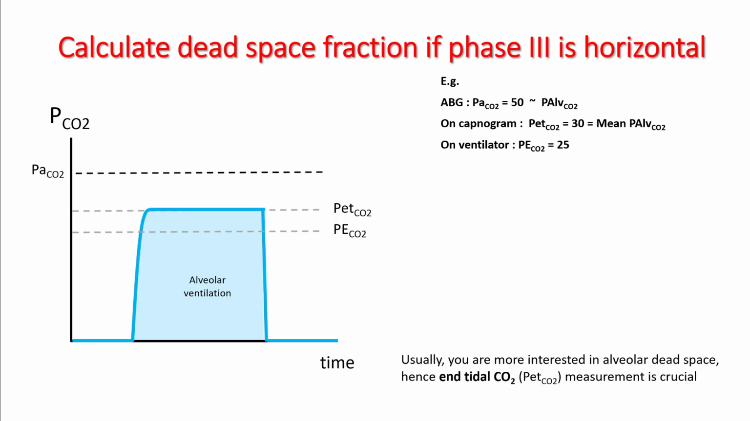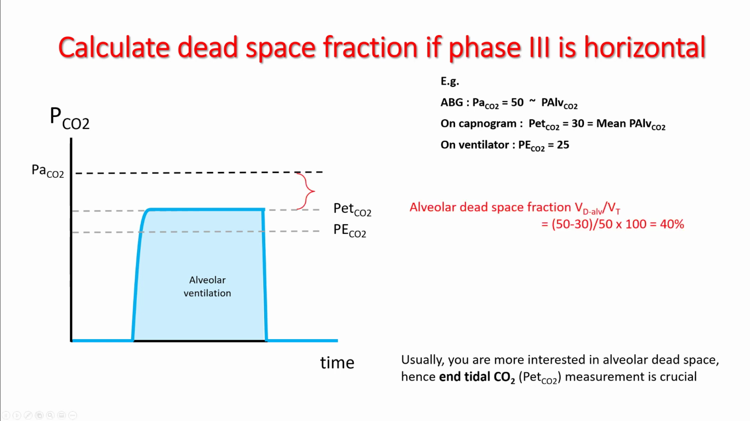We will use the ABG from the previous lecture. We got a P CO2 of 50, which will be approximately equal to the P alveolar CO2. On capnogram, P end tidal CO2 was 30. That should be equal to mean P alveolar CO2. And on the ventilator, you can get your P end expiratory CO2.